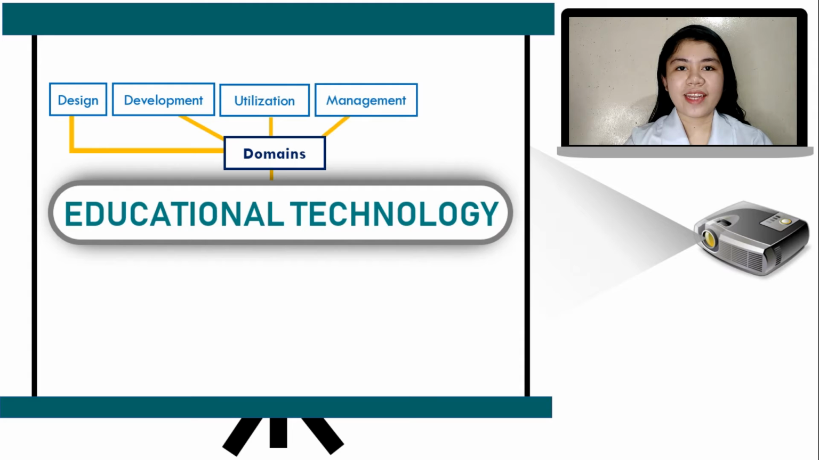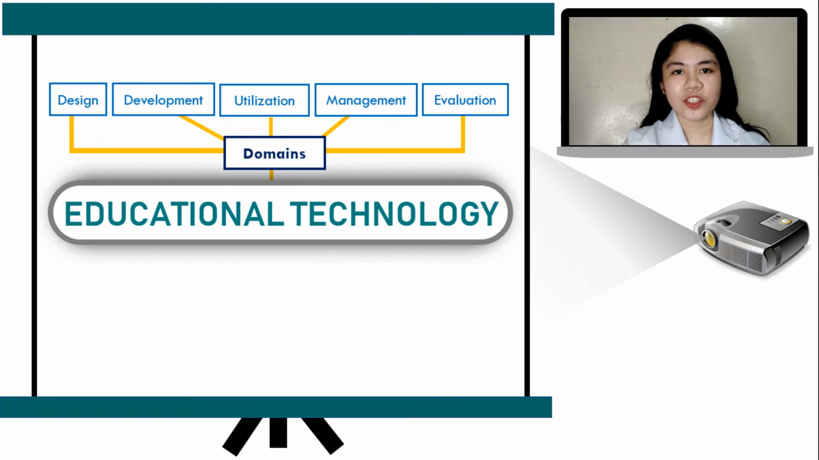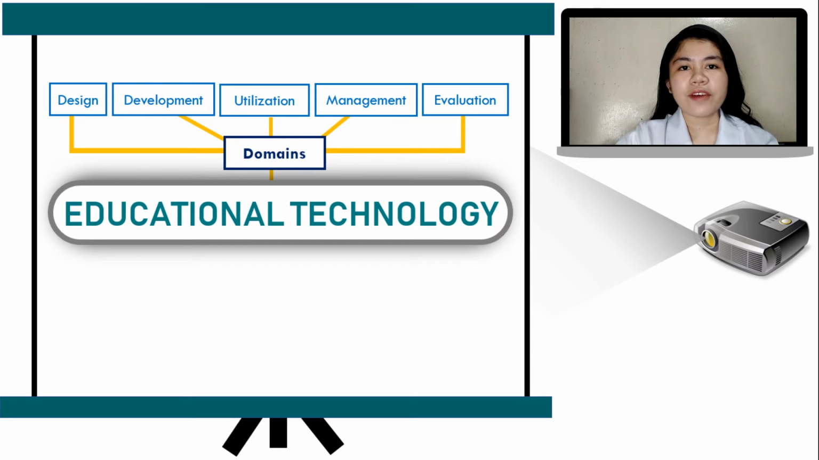Next domain, we have management. So this domain focuses on making sure that these other domains are well coordinated with each other. The last domain is evaluation. So this domain involves the activity to design measures to evaluate if the educational technology is efficient and effective. Here, the designers will know the weaknesses, the strengths, or the nature of the educational technology. So those were the 5 domains of educational technology. We have the design, development, utilization, management, and evaluation.